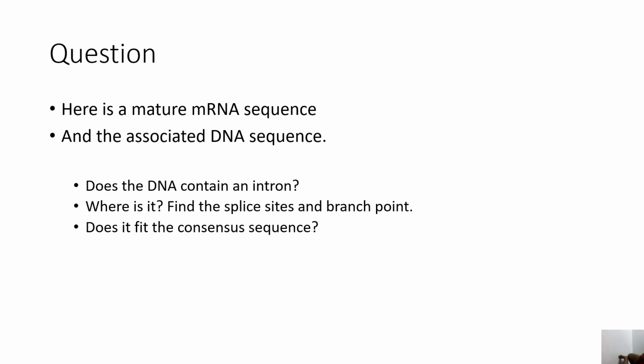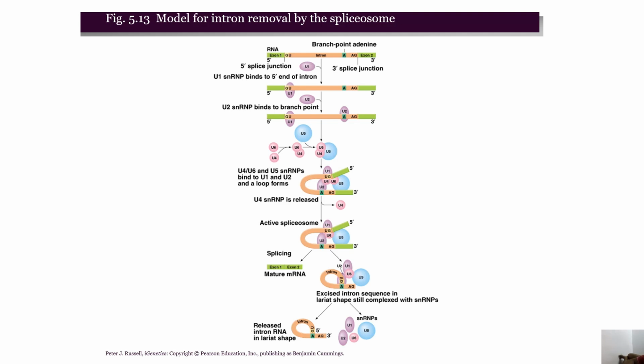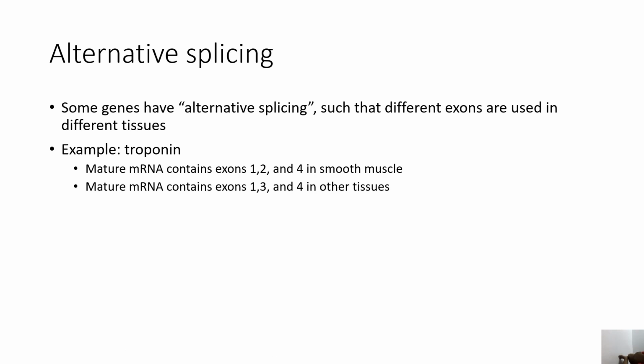Does the DNA maintain the intron? Where does it bind the splice sites and the branch point? Does it fit the sequence? Model for intron lariat. Some genes have alternative splicing such that different exons are used in different tissues.